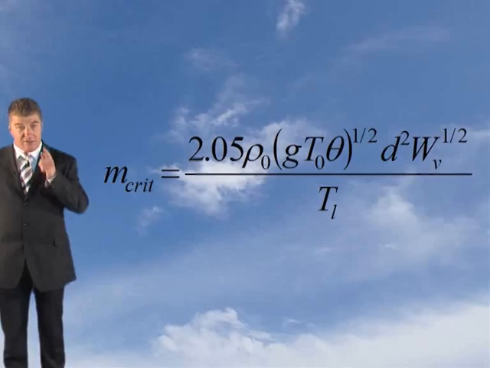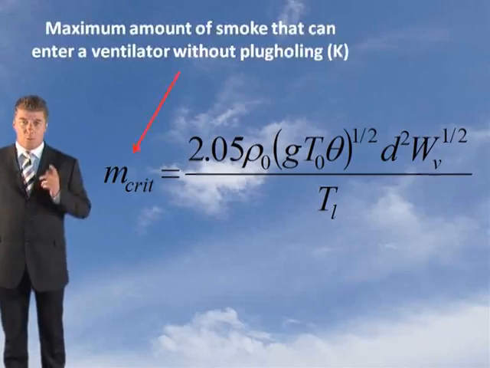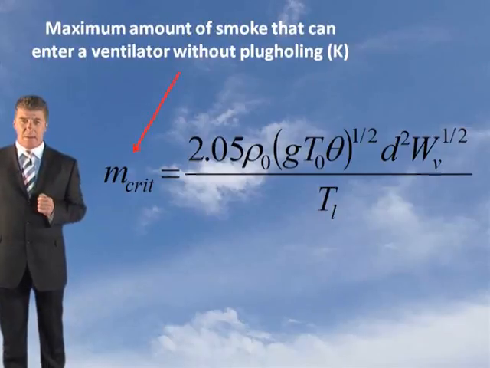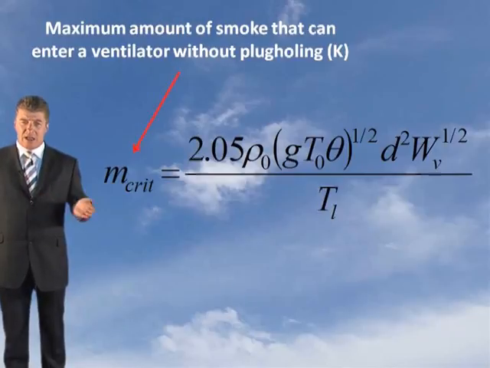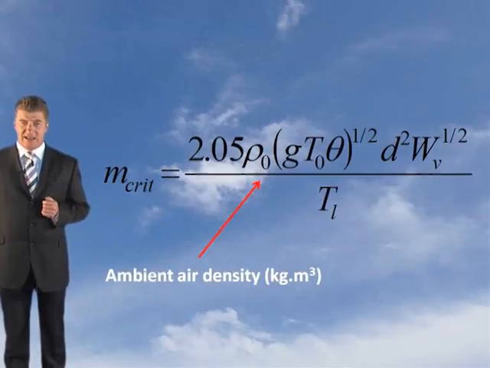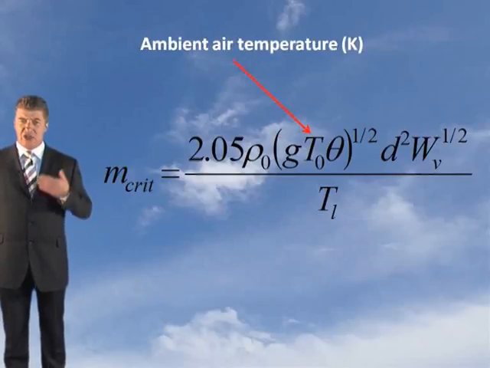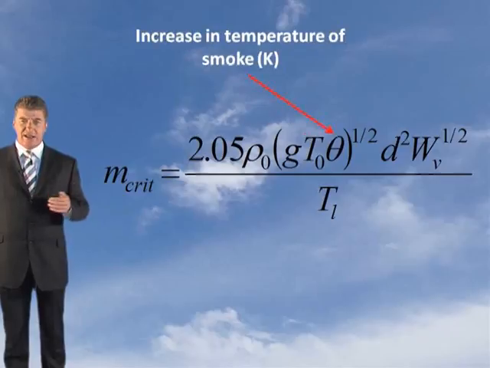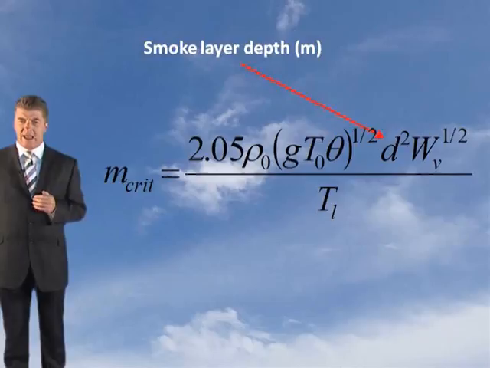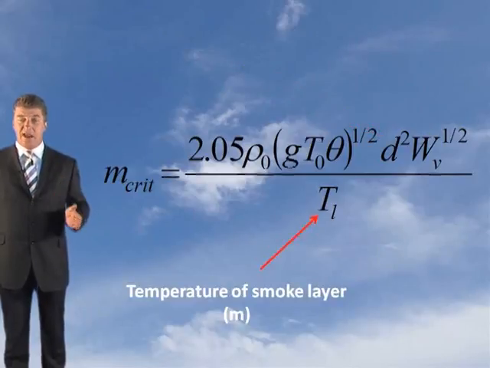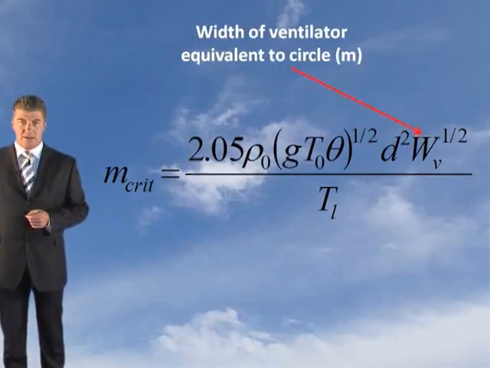Now, as the ventilator is located more than 2 metres away from the edge of the reservoir, this is the formula you should be applying, where mcrit is the maximum amount of smoke that can enter a ventilator without plug holing occurring. Rho 0 is your ambient air density. You've got your gravity, 9.81 metres a second squared. You've got T0, which is your ambient air temperature. Theta is your increase in temperature of smoke. D is your smoke layer depth. TL is the temperature of the smoke layer.